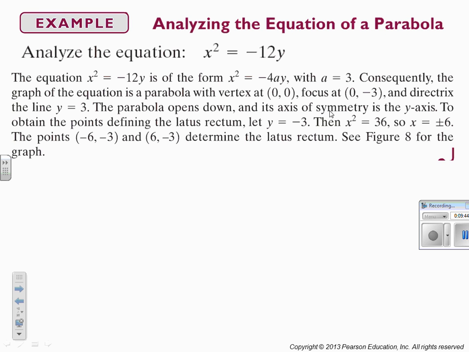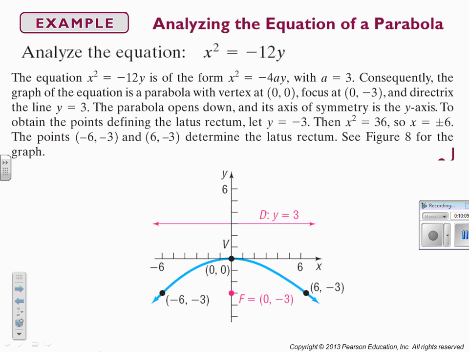The parabola opens down and its axis of symmetry is the y-axis. To obtain the latus rectum, we let y equal negative 3 here, and we get x squared equals 36. So x is equal to plus or minus 6. So the points -6, -3 and 6, -3 are on our parabola, and they are two points on our latus rectum. And it looks like this. Our focus is at 0, -3, vertex at 0, 0, directrix is at y = 3, and we go through the points -6, -3 and 6, -3.